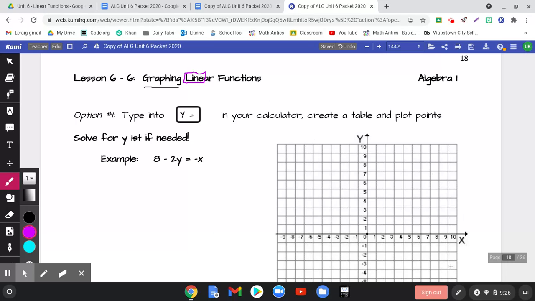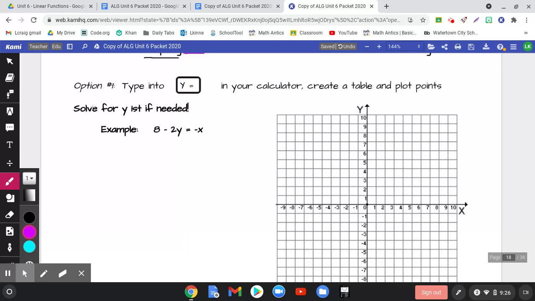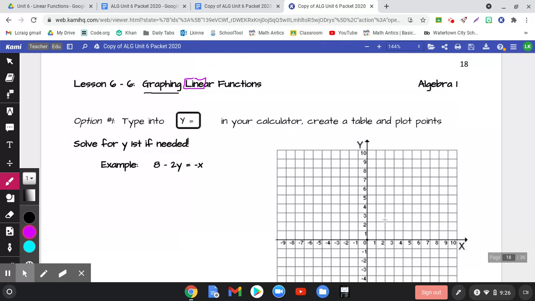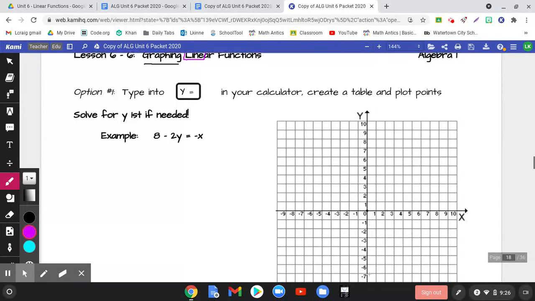So whether you use option 1 or 2, if you end up with something that's not a straight line, you're going to want to go back and check it out. But luckily you have a graphing calculator to help you, which will do a lot of the work for you. And it's a good way to check. All right, that's why it's called a graphing calculator, just for this reason.